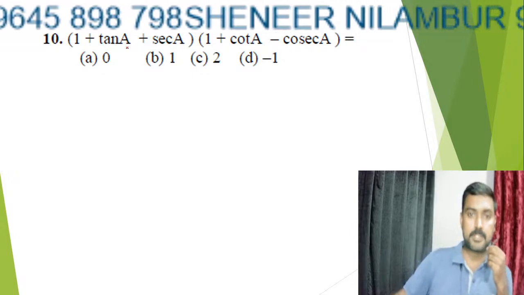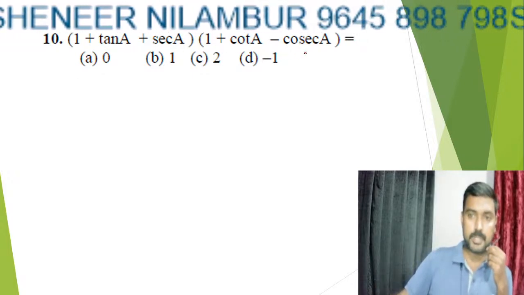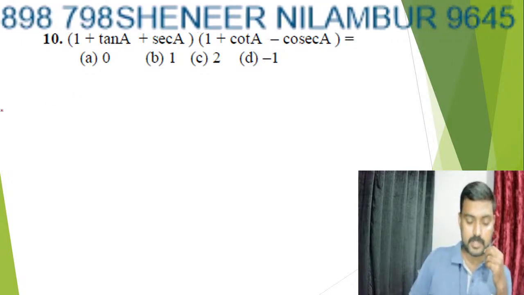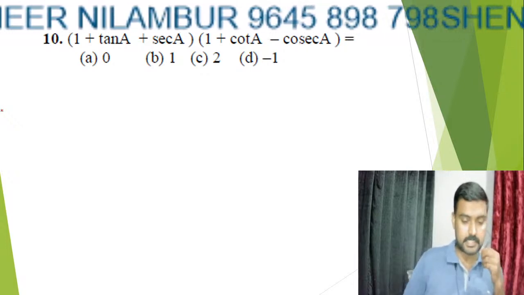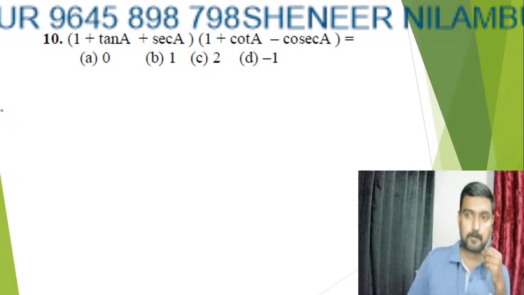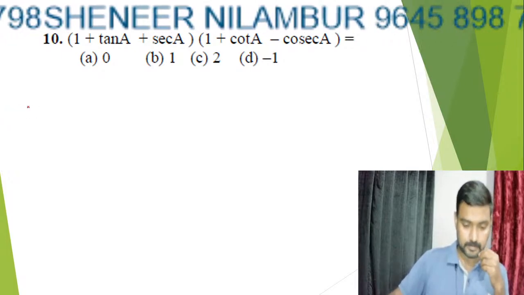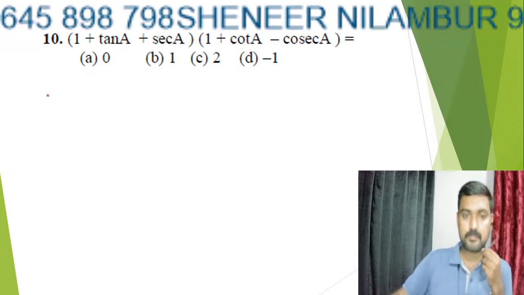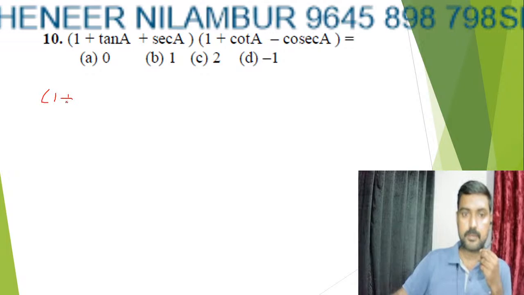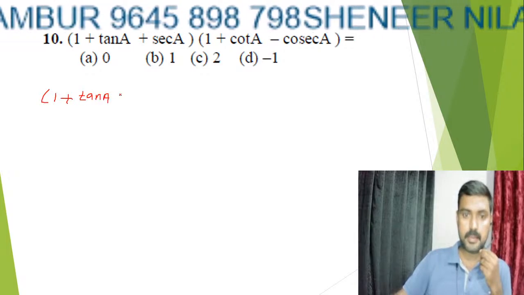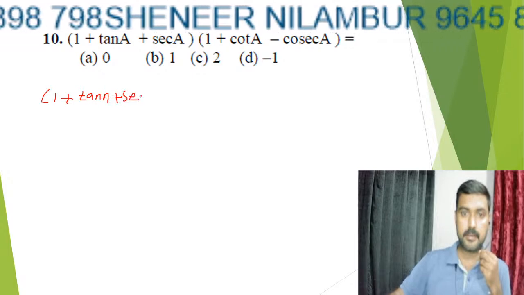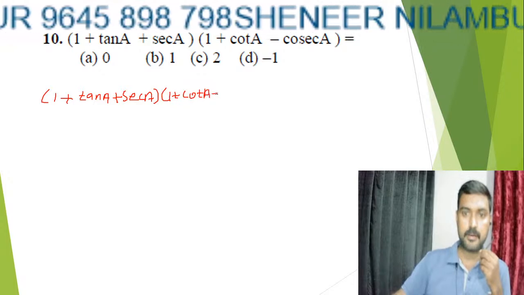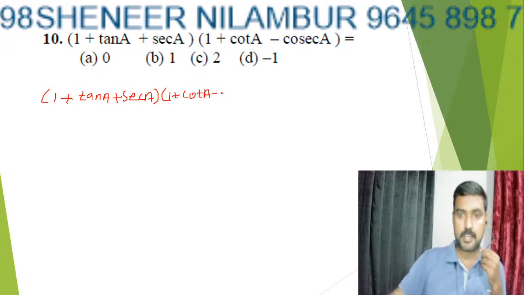Next question, 1 plus tan a plus sec a into 1 plus cot a minus cosec a is equal to dash. This is a good question. It is Hod's level. I expect you may answer it very quick. I am giving you 1 minute. If it is possible, do it. Anyway, everyone can write the left side of this question. 1 plus tan a plus sec a into 1 plus cot a minus cosec a.